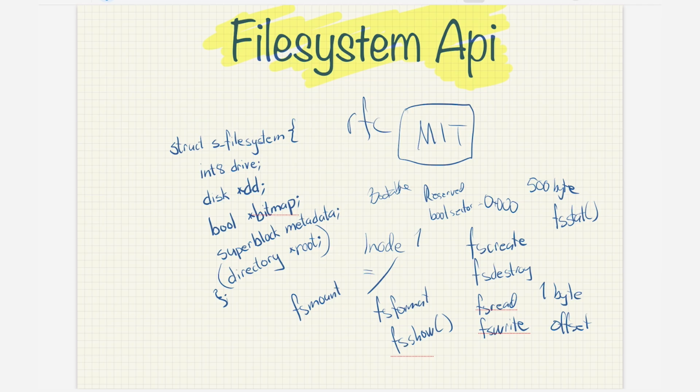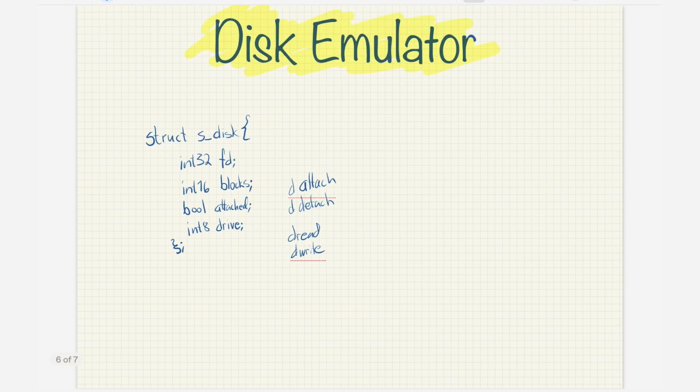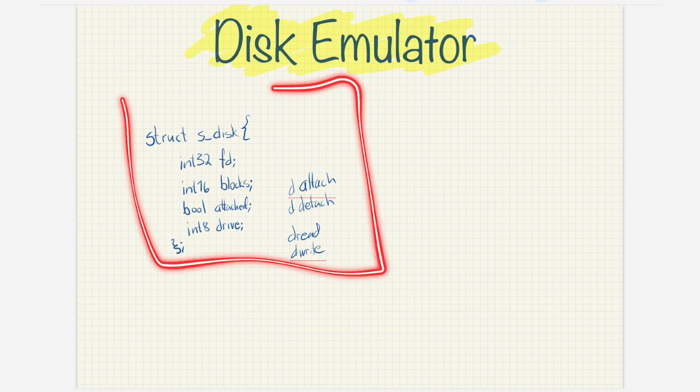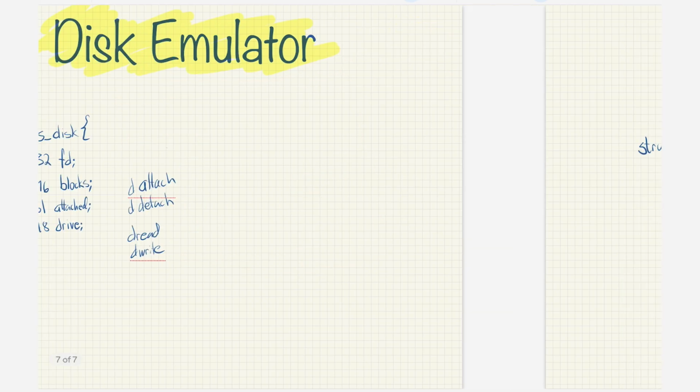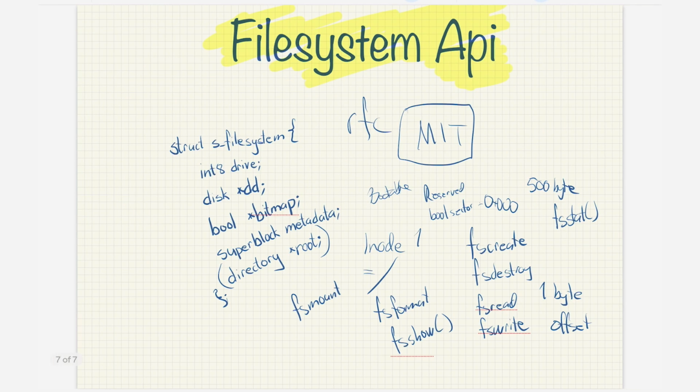I think that's it. So in the next episode, we're going to start developing this, and hopefully the entire disk emulator can be created in one episode. And then we will take care of the file system API. And the lower level stuff we will do when we start building our kernel.